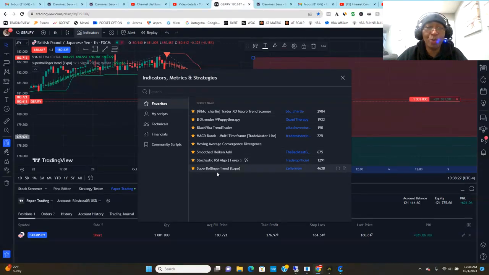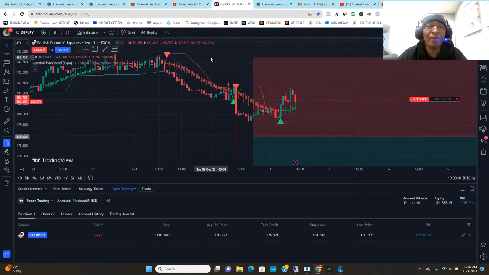We're going to look for these two indicators. One is the Super Bollinger Trend by Ziamen. It has 4,638 favorites. Click on that. Favorite that by using the star. You see that star there? Those are the favorites. You click the star, it will show up here. This is the indicator showing you the arrow down, the arrow up, the arrow up, the arrow down. So when it shows up, what are you going to do?